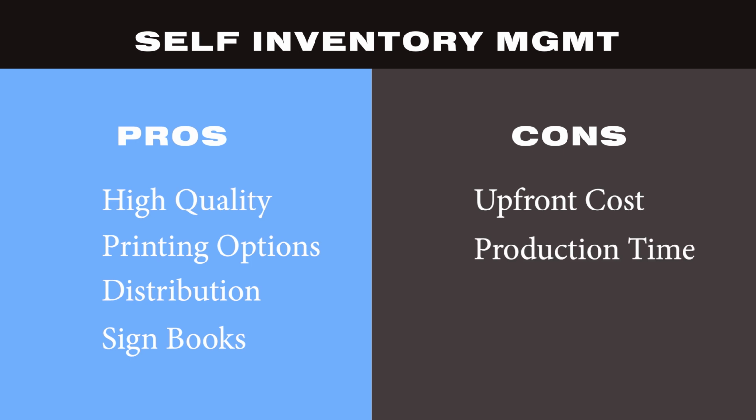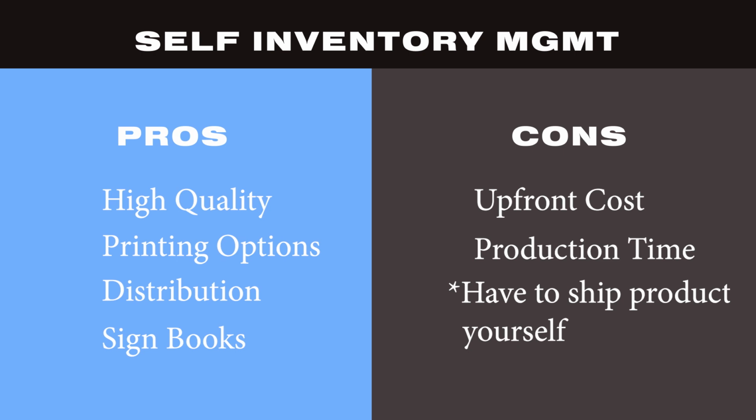Two, there's a longer production time. With Amazon KDP, it's a few days and you can have your book up in a marketplace. When you work with China, Mexico, India, you're looking at 15 to 45 days to have your books printed and shipped to you. So be prepared for that longer time gap.